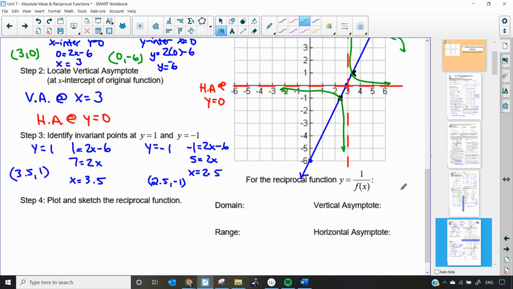All right, so taking a look at our domain and range and our asymptotes, we have our domain for the reciprocal function as being x cannot be 3, and x is an element of the reals, and our range y cannot be 0, and y is an element of the reals. And then for our asymptotes, we have x equals 3 and y equals 0.